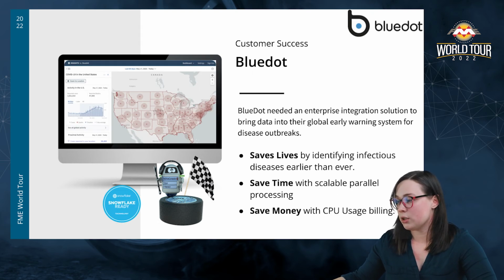Blue Dot is another customer who used Dynamic Engines. They needed an enterprise integration solution to bring data into their global early warning system for disease outbreaks. By leveraging Dynamic Engines and FME Server, they are able to spin up as many engines as needed across multiple machines to manage peaks in data processing demands. By automating web scraping for disease-related data, they were able to issue an alert through their Insights platform about COVID-19 7 days earlier than the World Health Organization. FME also enables them to deliver data and analytics insights to their clients' preferred cloud data storage locations, such as Amazon S3, ArcGIS Online, and Snowflake.